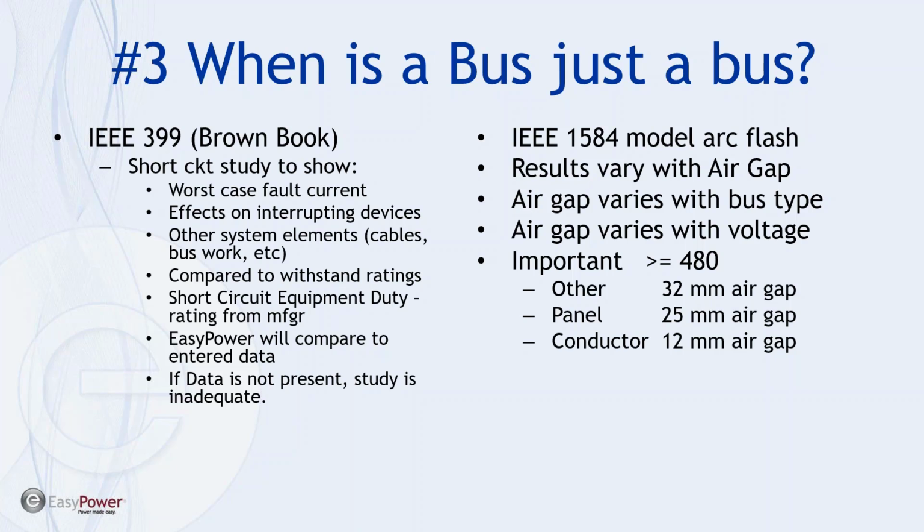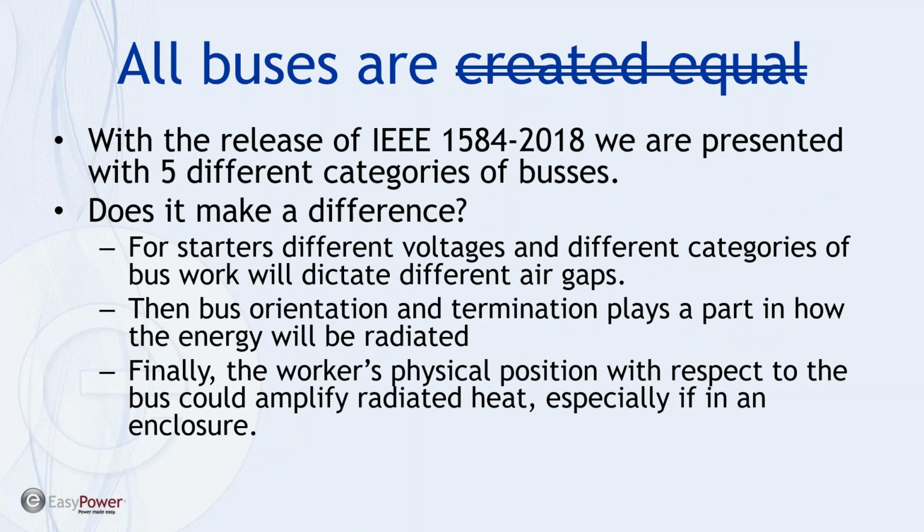Take that one step further, and we talk about the requirements of IEEE 1584 arc flash models. It requires specifics on the air gap, and the air gap will vary based upon the bus type and the voltage, and there are default values. If you look in the EasyPower library, these gaps are defined at 480 volts as 32 millimeters for an other type of panel, 25 millimeters for a panel, and 12 millimeters for a conductor connection. The point being that all buses are not created equal.